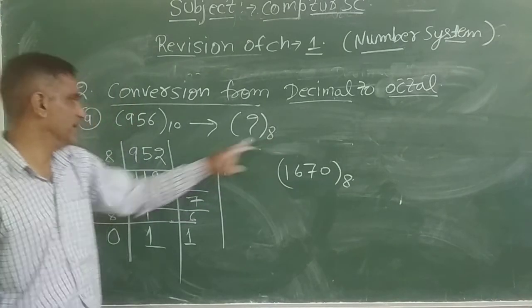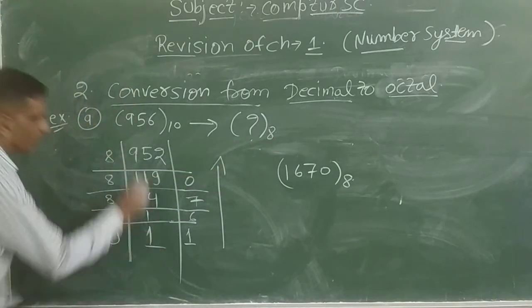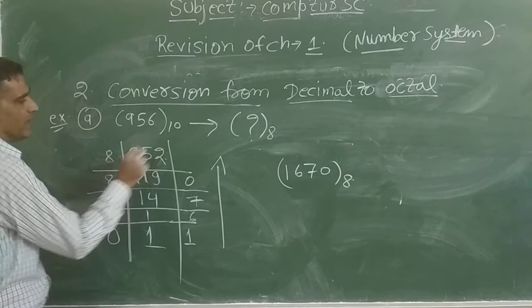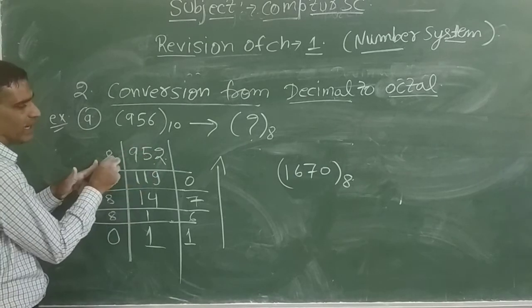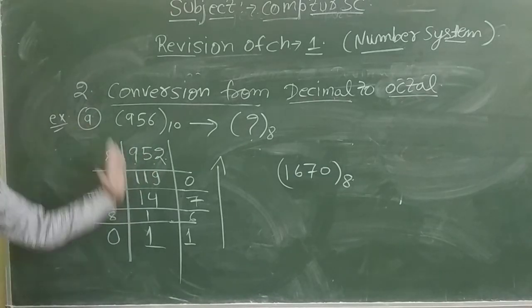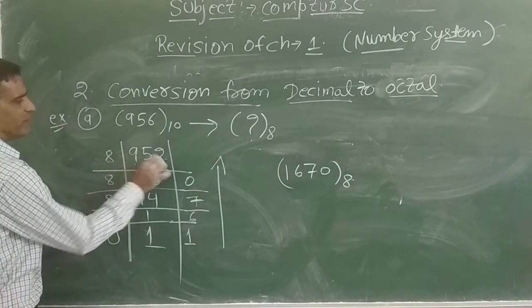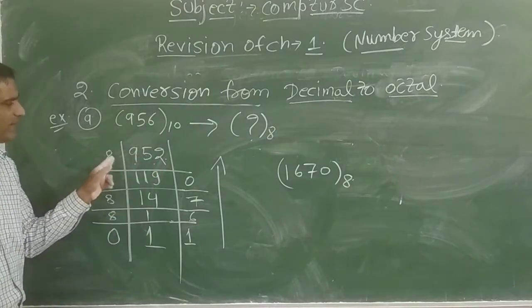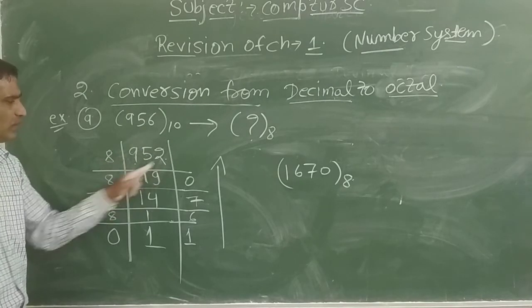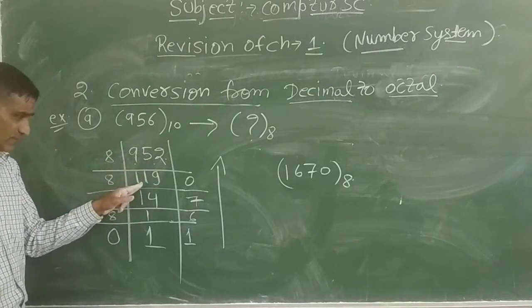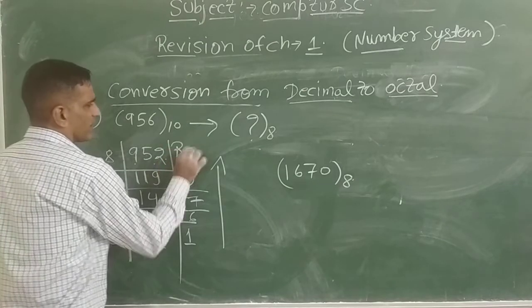The octal base is 8. So we have to write it in this form: 952 divided by 8. Each and every number is divided by 8. So we write 952 divided by 8. When we divide 952, we have to write the remainder first of all.